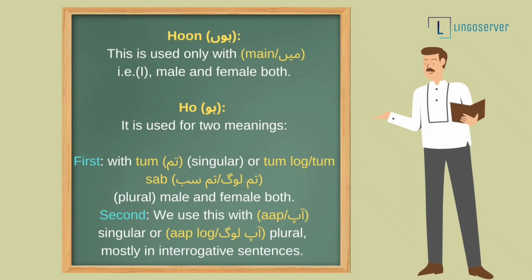And then we learned the usage of हूँ. हूँ is used only with मैं, I mean I. Either the speaker is male or female. And the last one is हो. हो is used with तुम, singular, or तुम लोग, तुम सब, plural, male and female both. Second, we use this with आप, singular, or आप लोग, plural, mostly in the interrogative sentences.